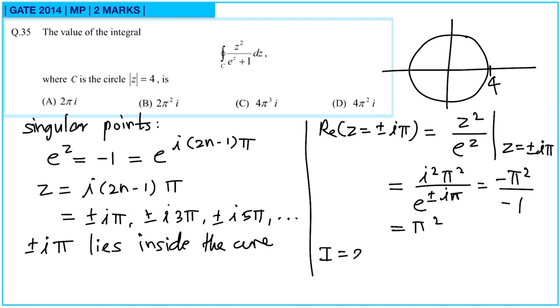Now value of integral is 2 pi i into summation of residue. Now one residue is pi square and another one is also pi square. So this will be 2 pi i into 2 pi square. So that is 4 pi cube into i. So option C is correct.